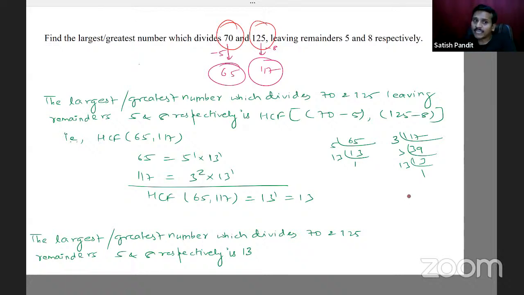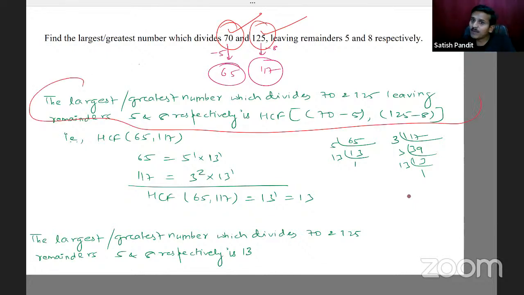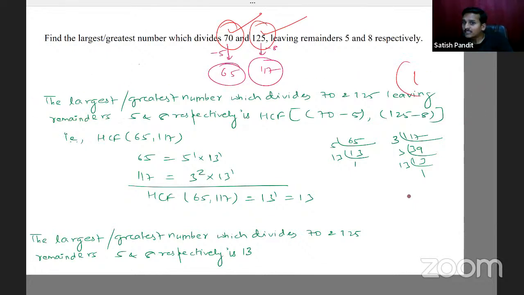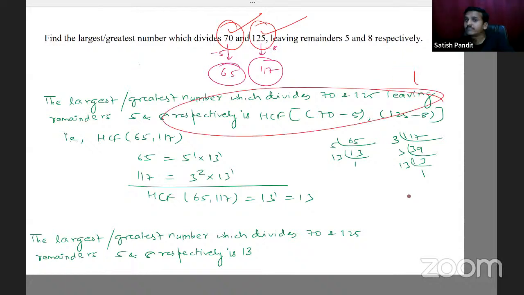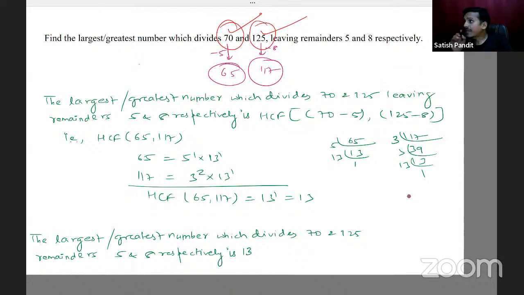So you write one statement. These introductions are very, very important. You have to write it. The largest or the greatest number which divides 70 and 125, leaving remainders 5 and 8 respectively, is the HCF of 70 minus 5 and 125 minus 8. Because this will leave remainder 5, right? So subtract 5 from here. This will leave remainder 8, right? So subtract 8 from here. Yes or no, everyone? So this statement is very, very important. It carries marks. This itself carries 1 mark. You will not believe it. You have to write this.